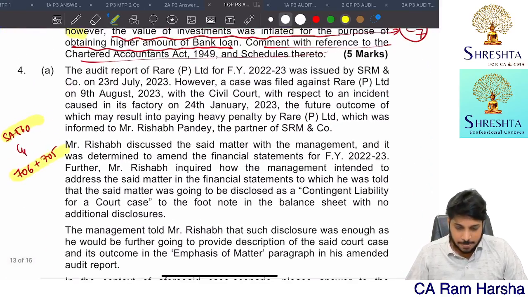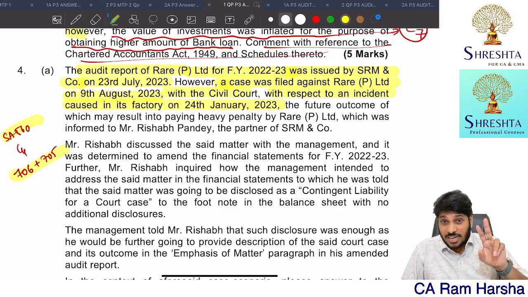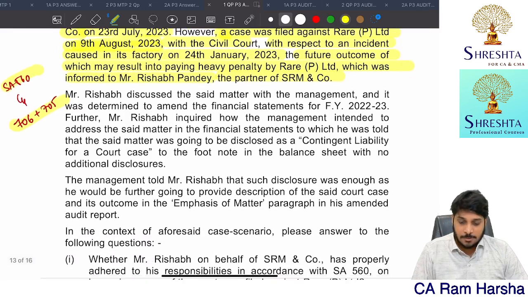Remaining also we'll see. The audit report of Rare Private Limited for the year 22-23 was issued by SRM & Co. on 23rd July 2023. However, a case has been filed against the company on 9th August in a civil court with respect to an incident caused in the factory on 24th January. The future outcome of which may result in paying heavy penalties, which was informed to Rishabh Pandey, the partner. So a case has been filed where the company has to pay huge penalties. Rishabh discussed the said matter with the management.